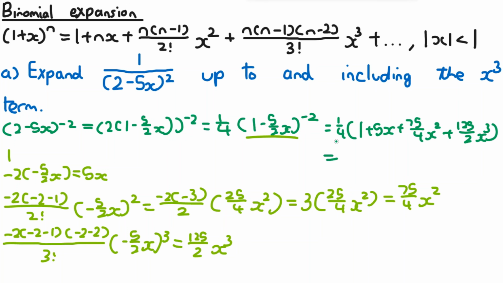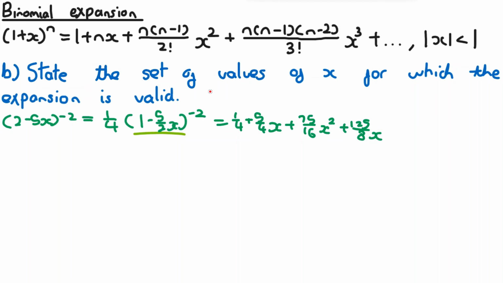And then what we're just going to do is expand the bracket with the 1 over 4, so it becomes 1 over 4 plus 5 over 4x plus 75 over 16x squared plus 125 over 8x cubed. And this is the final answer. This bracket here expanded, or this one, is equal to this expression here.